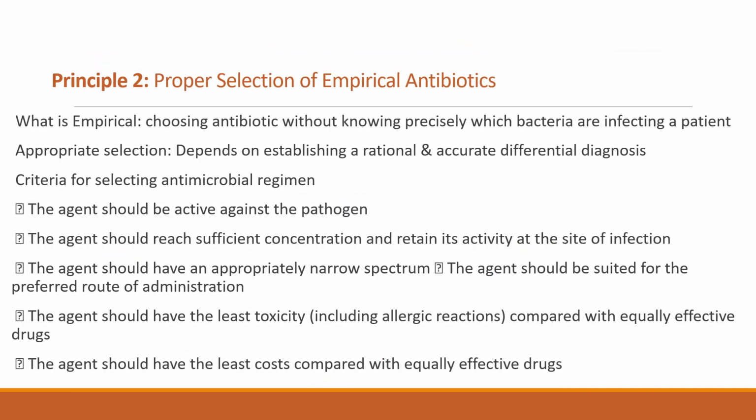Have proper selection of empirical antibiotics. What is empirical? Choosing the antibiotic without knowing the culture and sensitivity, or without knowing the identification of the bacteria affecting a patient and its sensitivity to antibiotics. So have an appropriate selection of empirical antibiotics. It should be active against the pathogen. It should reach sufficient concentration at the site of action. It should have a narrow spectrum. It should be suited for the route. It should have the least toxicity and the least cost.